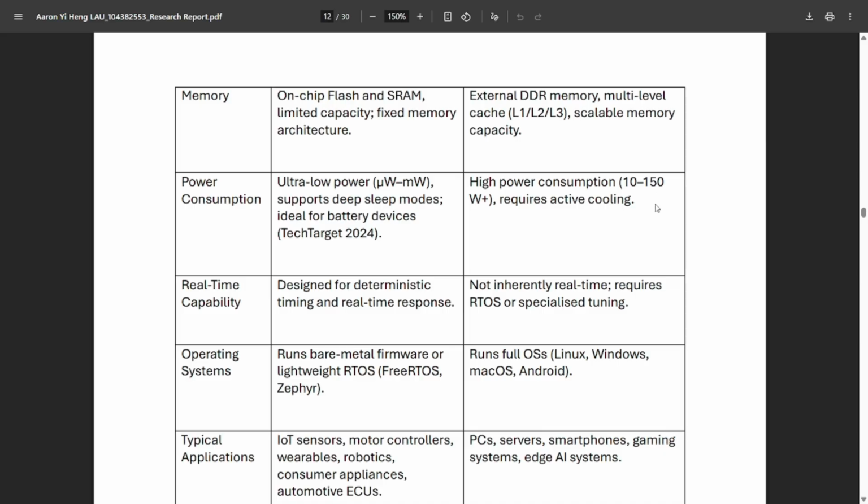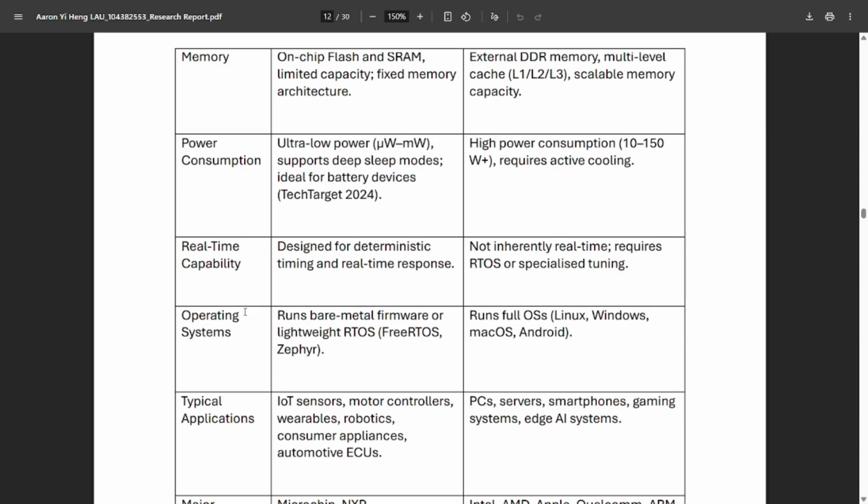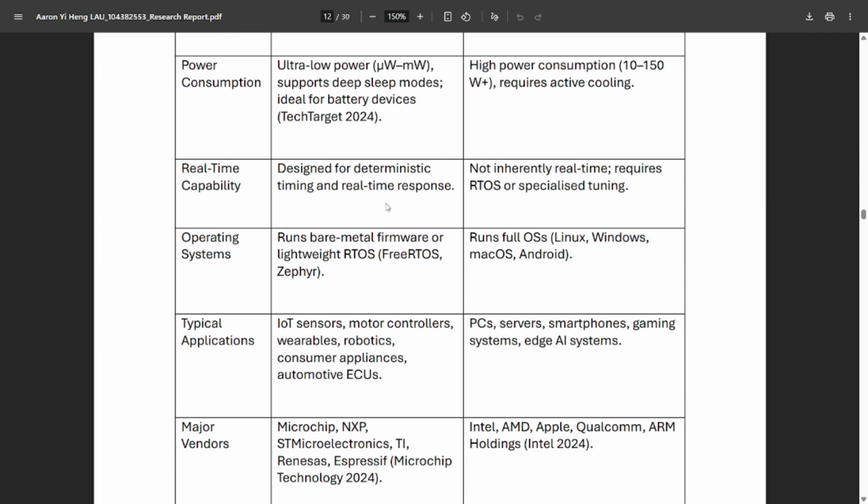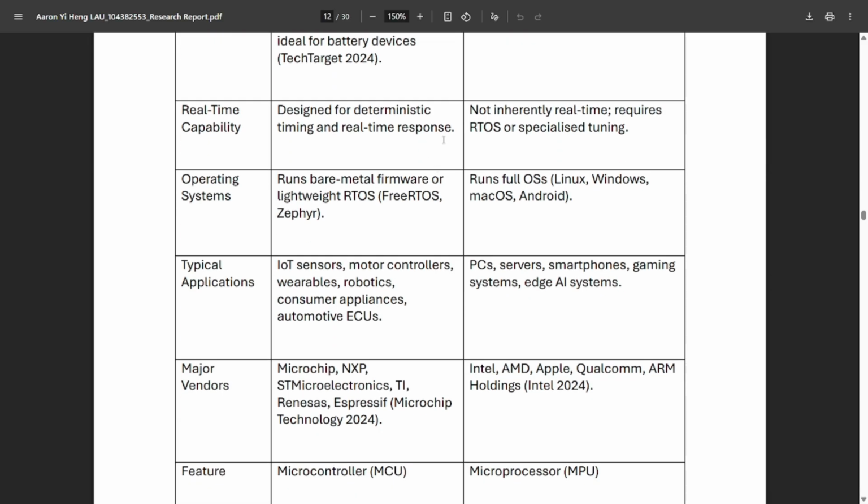For real-time capability, MCUs are built for deterministic timing, meaning their responses are predictable. This is crucial for real-time systems such as automotive controllers and industrial automation. MPUs are not inherently real-time because of pipelines, caches, and multitasking. They can be used for real-time applications only with a specialized operating system or tuning.